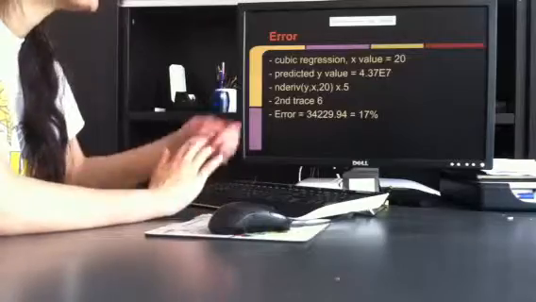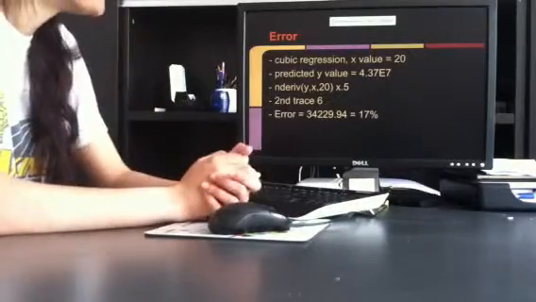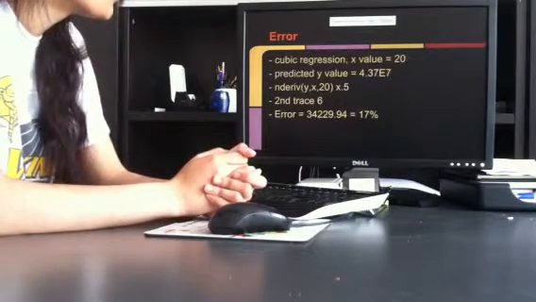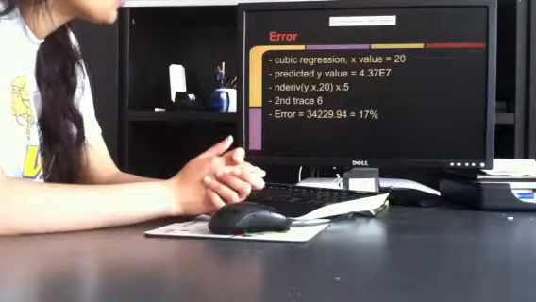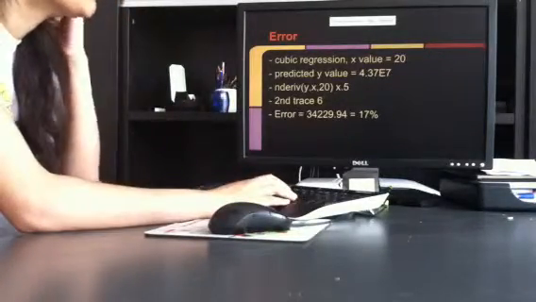Error. I showed my steps on how I did it on the calculator. And then my error came out to be 34,229.94, and I calculated it to come out to 17%.